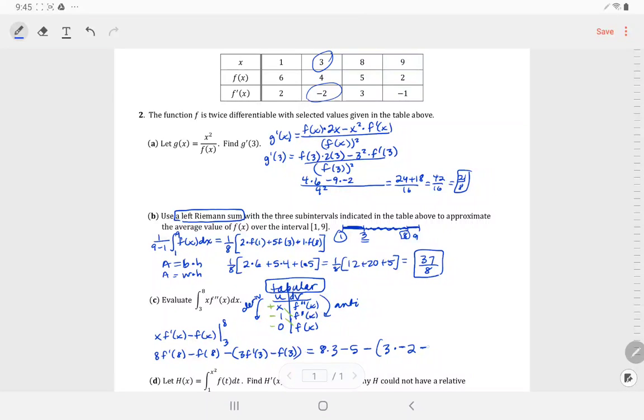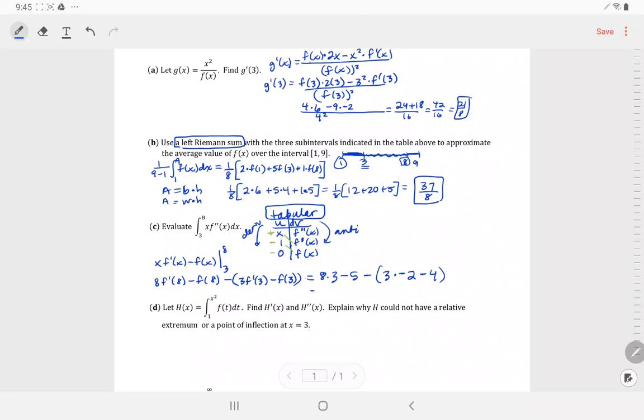And f of 3 is 4. So you could leave it like this. If an Algebra 2 student could type it into the calculator, then you could be done. So you could be done there. Okay, so 19, and then that's minus negative 6 minus 4. So minus negative 10 would be 29.